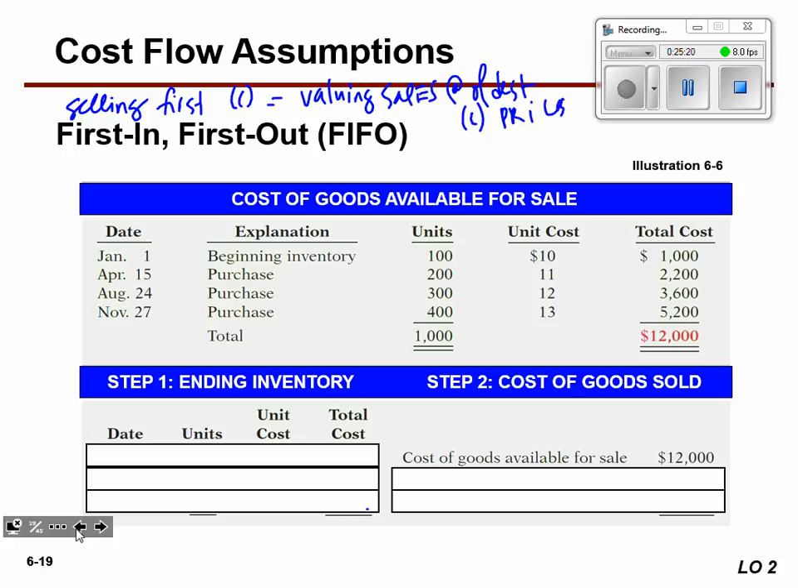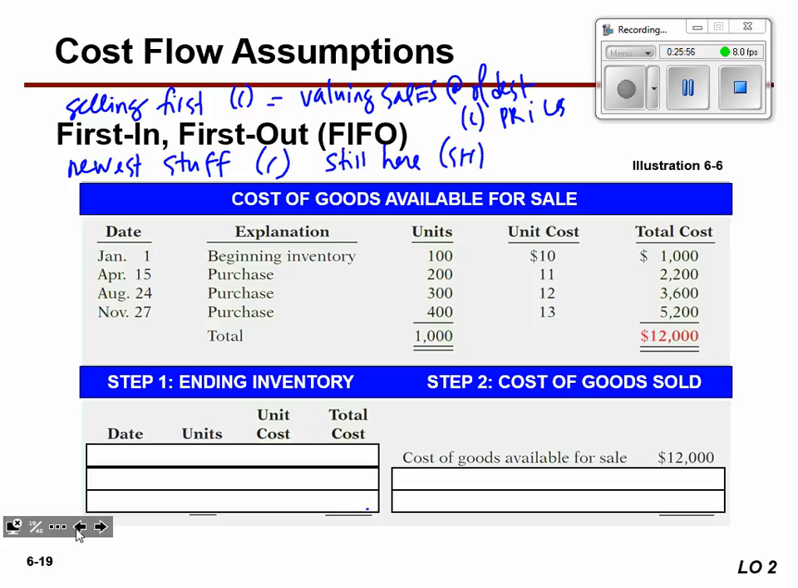First in, first out. The first in is our oldest stuff. So our newest stuff, or the cost of our newest stuff, is still here. And I assign SH to that. We're trying to figure out the cost of S, what sold, and we're also trying to figure out the cost of SH, what's still here.